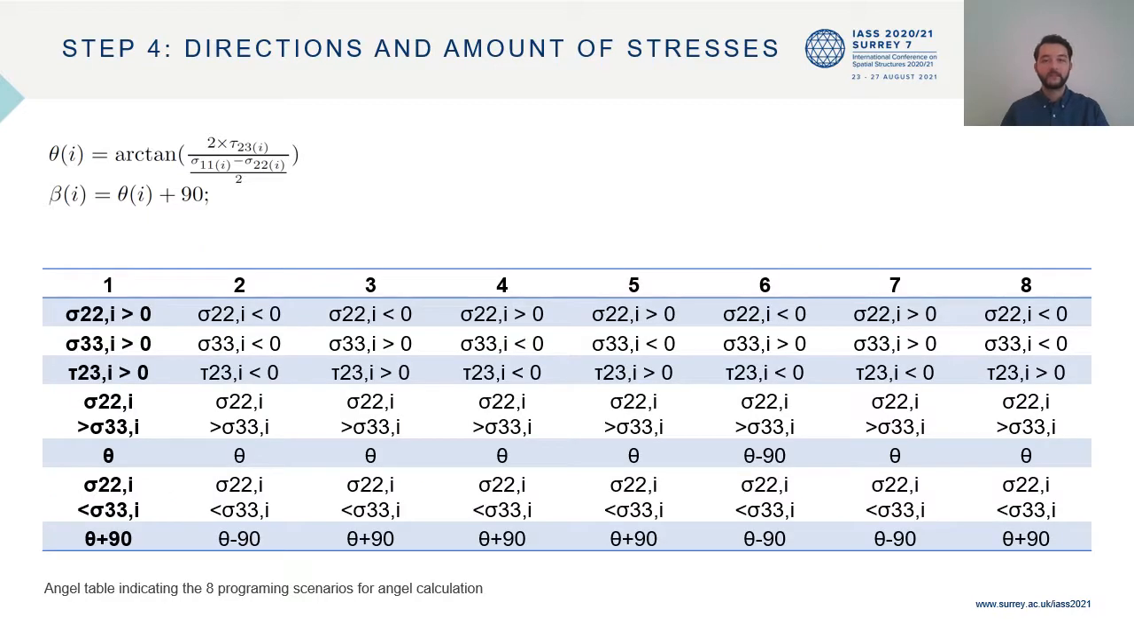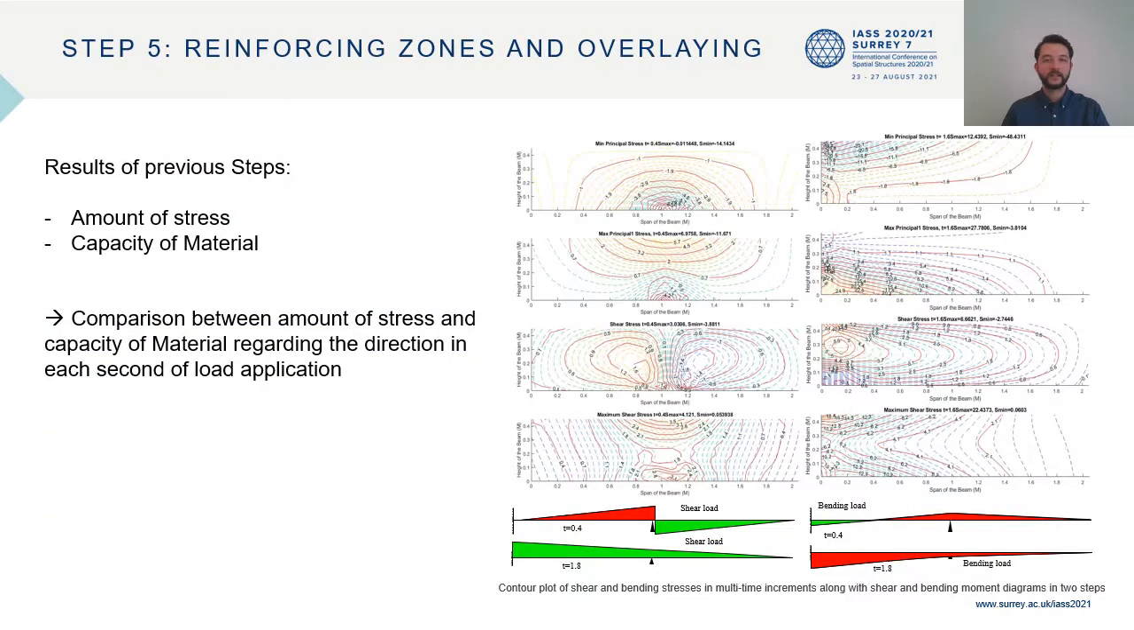Here in the table, you can now see the results, see one part of the logical loop programmed in MATLAB for these 8 different possible scenarios. And as a basis from the previous steps, we now have the amount of stress and the capacity of the chosen material. These values are now compared. The table on the right shows the principal stress in 2 selected time steps. On the bottom, you can see the bending and shear forces in 2 different time steps.